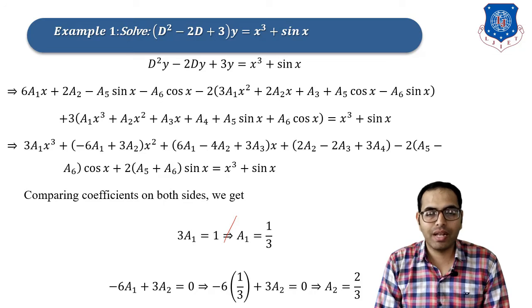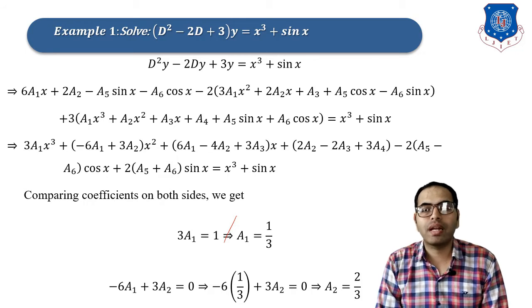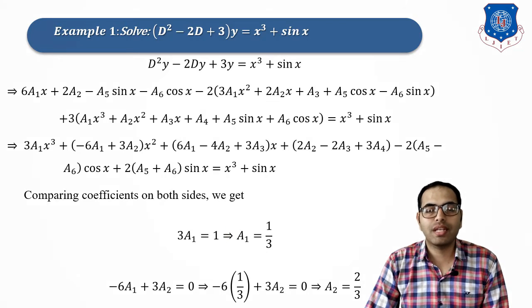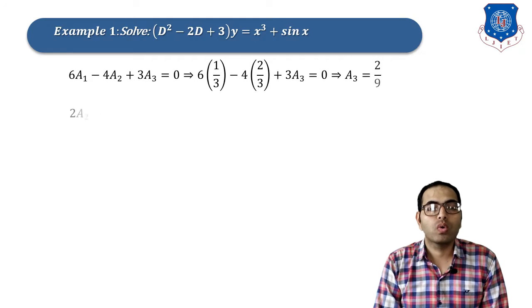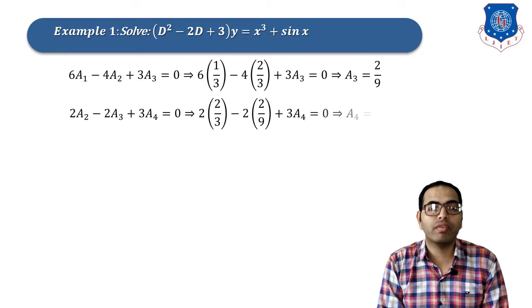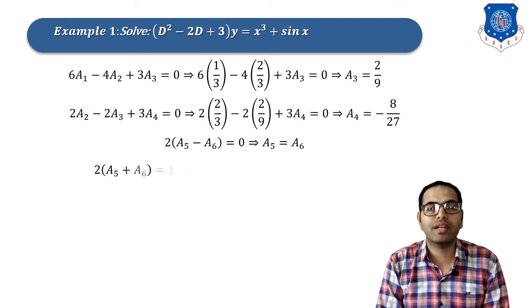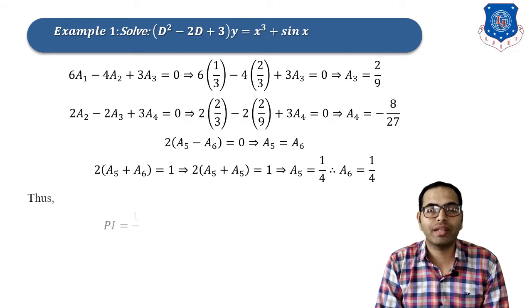Similarly for x square, comparing the coefficient of x square, minus 6a1 plus 3a2 is equal to 0. Simplifying that term and substituting the value of a1, that is 1 by 3, then 3 twos are 6, so a2 is equal to 2 by 3. Similarly, equating the coefficient of x with 0, 6a1 minus 4a2 plus 3a3 is equal to 0. Simplifying that term, with a1 as 1 by 3, that will give you a3 is equal to 2 by 9.